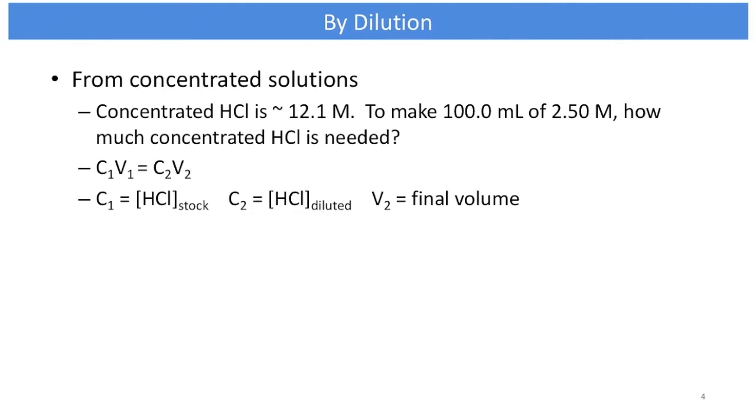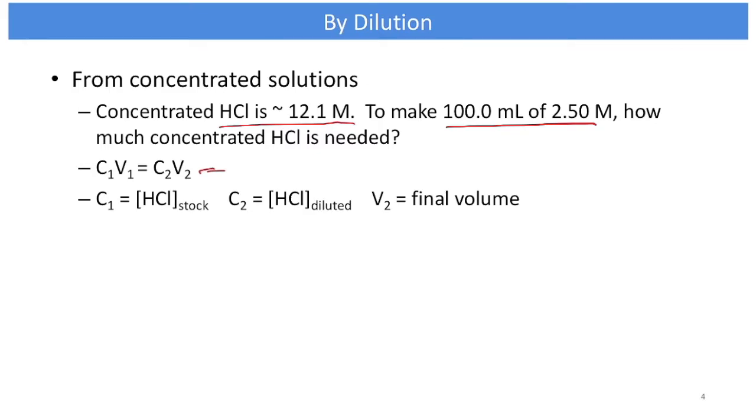Whenever we're doing a solution preparation, that usually requires some kind of dilution. In this case, we have a stock solution of concentrated HCl. The stock solution has a concentration of about 12.1 molar, and we're trying to make, we'll call it a standard solution, 100 milliliters of 2.5 molar HCl. The question is, how much of the stock solution, how much of the concentrated hydrochloric acid is needed to prepare that particular solution? Whenever you're doing some kind of dilution, this is the equation to use.